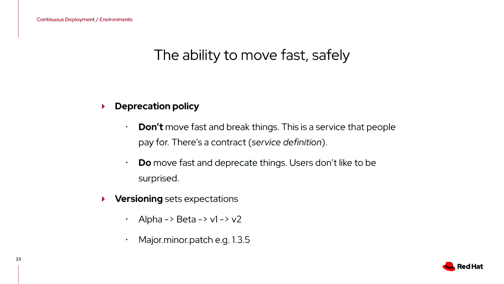Okay, so we're not going to move fast and break things. We are going to move fast and deprecate things. So that's where the deprecation comes in. Users do not like to be surprised. When deprecating, use versioning to help with that. So you can use Kubernetes-style versioning, alpha, beta, etc. And they mean very specific things in Kubernetes.